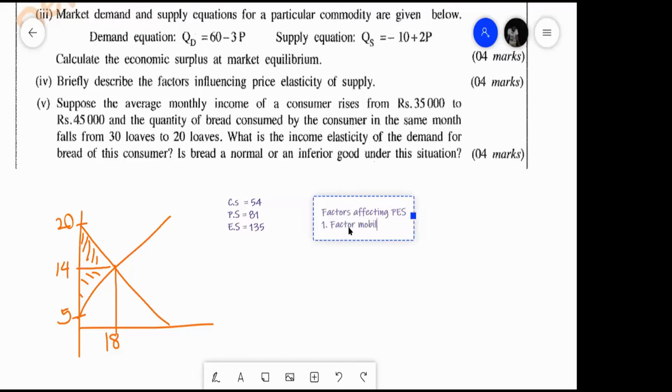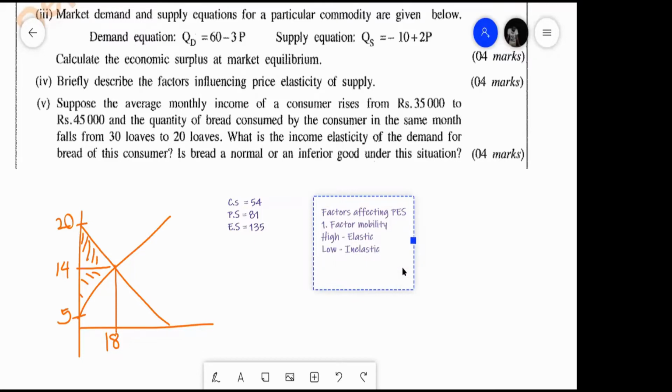Okay, so what do you have to write now? You can't just write factor mobility here. First you write factor mobility. Then you say factor mobility is how easily you can switch the factors of production from one good to another. If factor mobility is high and you can easily switch, then supply becomes elastic. You can easily change the supply. But if there is low factor mobility, then it is inelastic. You have to write this in your own words. Don't write points like this. I'm explaining.